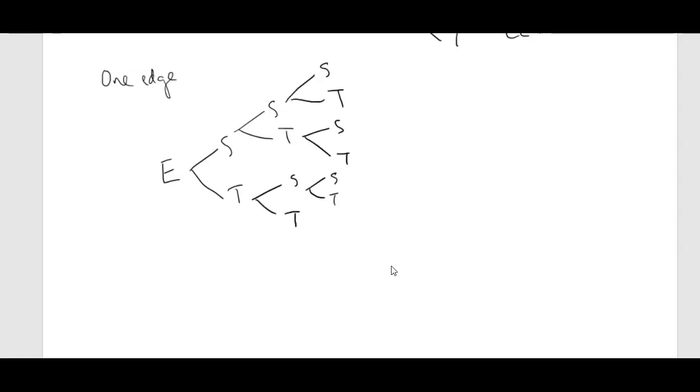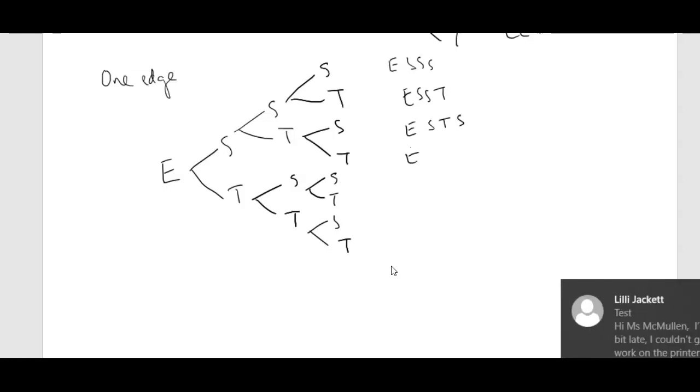The thing is with tree diagrams, you always run out of room. All right, and you can list them if you like. So we've got ESSS, ESST, ESTS, EST.